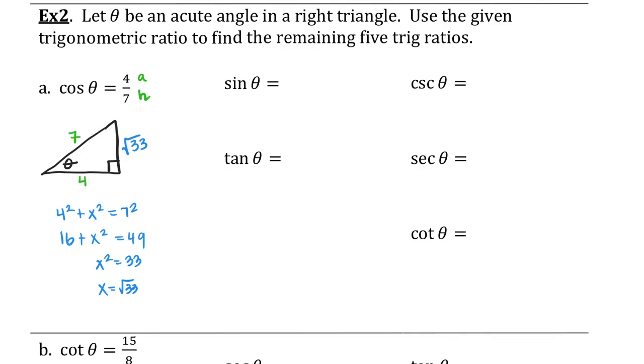Okay, so now let's write the ratios. Sine is opposite over hypotenuse. Okay, what's tangent? TOA, opposite over adjacent.